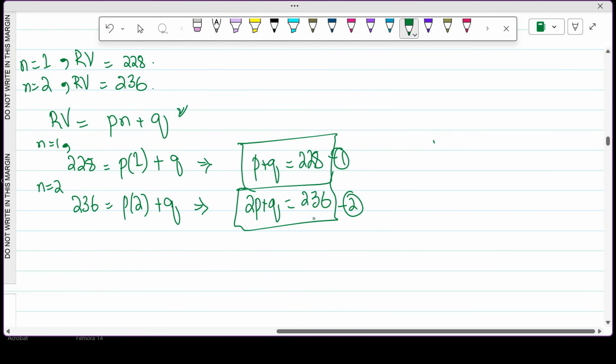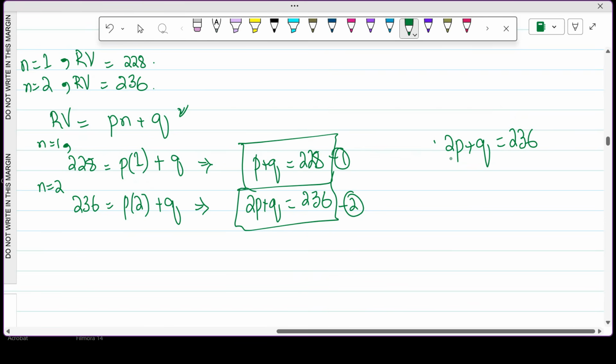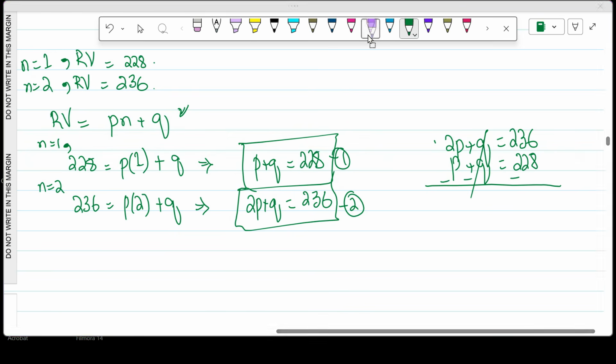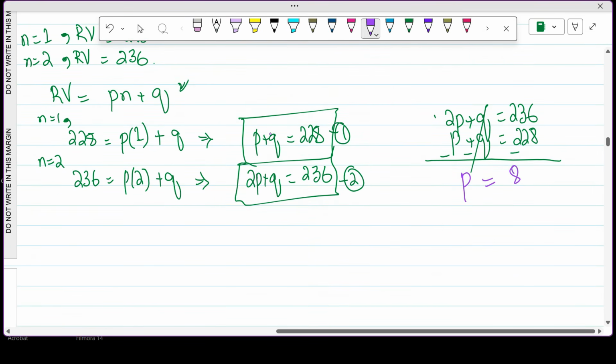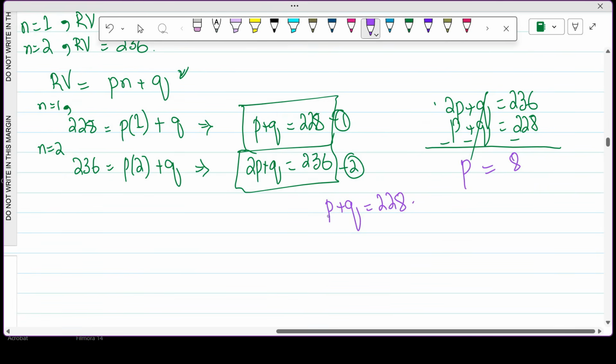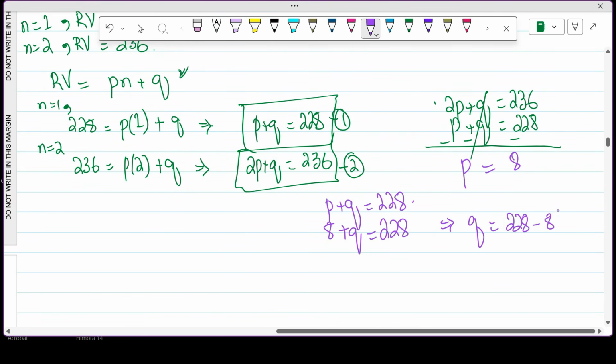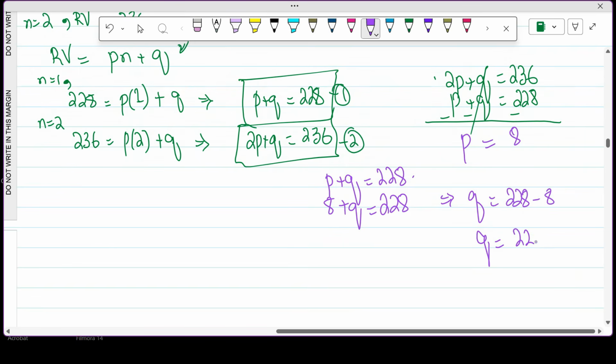So subtracting equation 1 from equation 2, 2p plus q is equal to 236 minus p plus q is equal to 228. Subtracting, we will cancel the q and we will have p is equal to 8. So we have p is equal to 8. Plugging this p in equation 1, we will have p plus q is equal to 228, and p is 8, plus q is equal to 228, and we will have q is equal to 228 minus 8. So q is equal to 220.